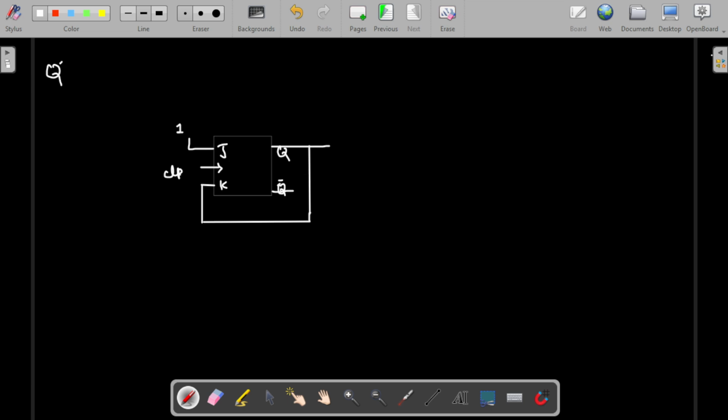Here they have given the condition that Q is equal to 0, which is the initial condition. What shall be the sequence of output? They are asking us for the sequence of output that will be present here. We are starting with the initial condition, that is 0.